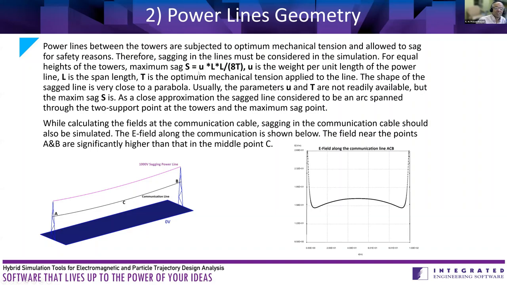But unfortunately, these parameters U and L, especially the tension, what is the tension applied in the cables, are not readily available. But the parameter that is available is S. They say that, okay, this much sag is there. They can readily tell. Then what you can do is simulate an arc here. One point at the tip of the tower, another point at the other tip of the tower, then the sag point here, then create an arc, which is very close to a parabola, for this field calculation.